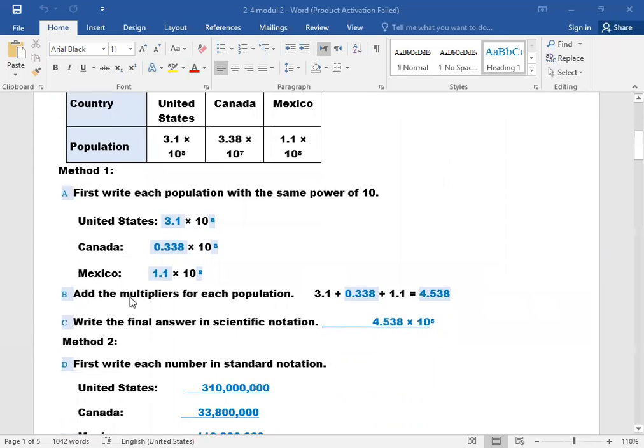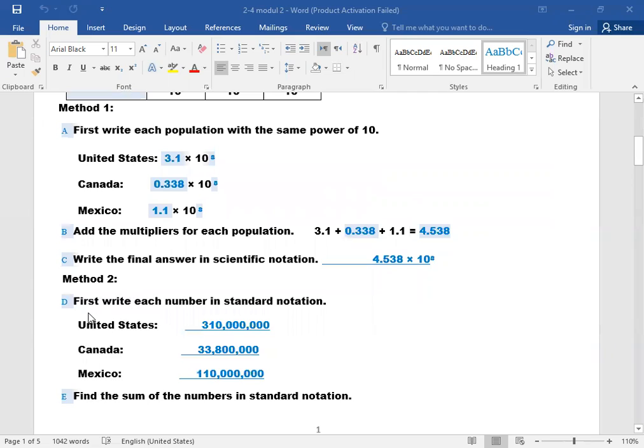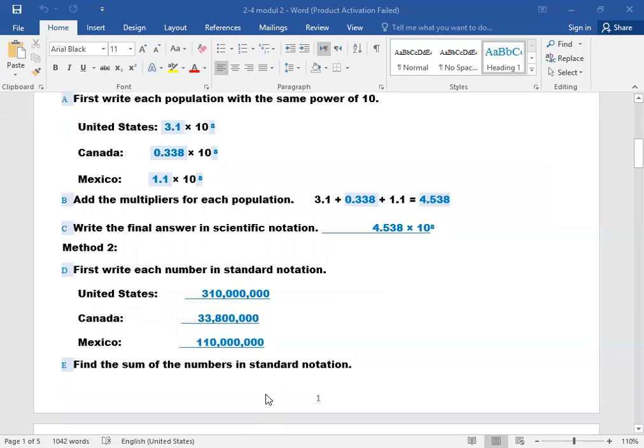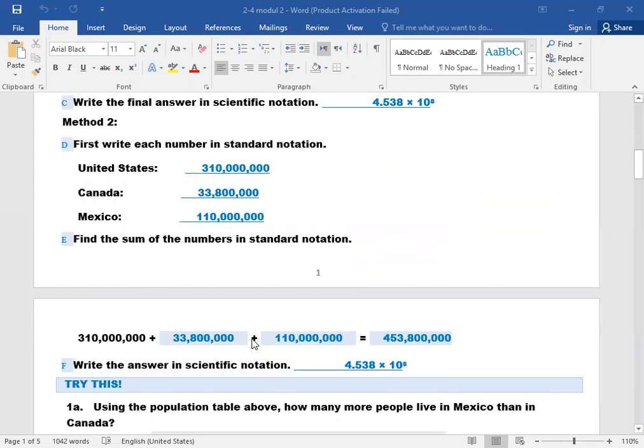We have method 2. In method 2, we can write each number in standard notation, which means I'm going to remove the 10 to the power and add zeros to each one. And then find the sum of the numbers in standard notation. So the answer by the end is 453,800,000.